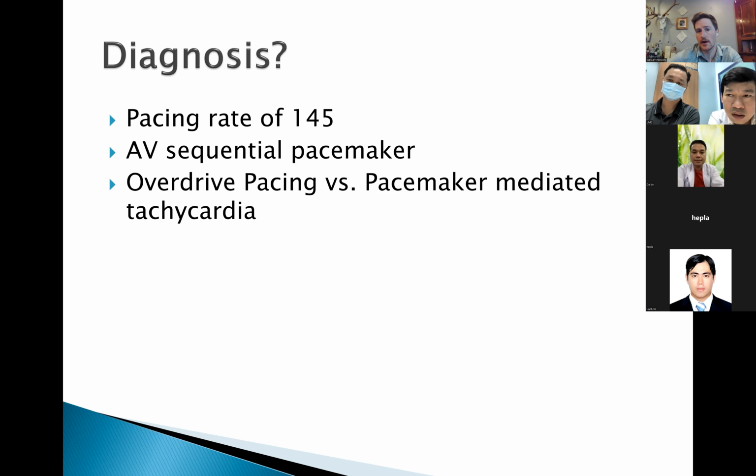But this would be a scenario where you may consider, if the patient is unstable, providing a magnet over the pacer to reset it to a sequential pacing mode and basically just pacing at its factory default. And that's different based on where the pacemaker came from.